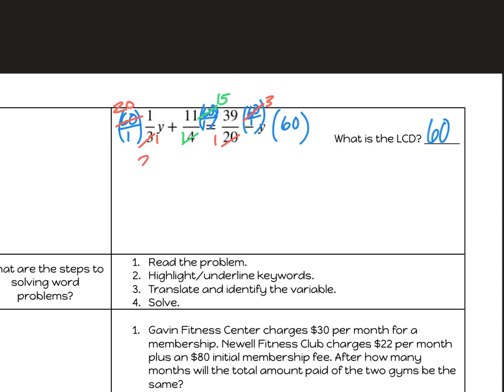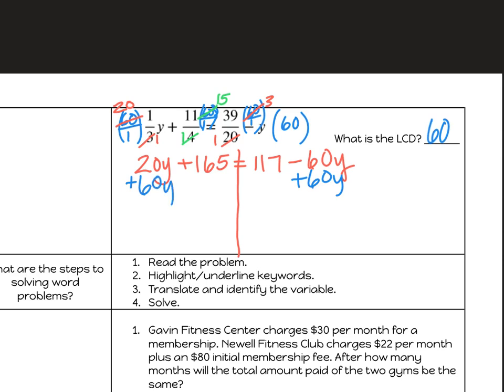So we're going to have 20y plus 165 equals 117 minus 60y. So we're going to solve this like a multi-step equation. We're going to work with the smallest variable, so I'm going to add 60y to both sides. Okay, and that will give me 80y plus 165 equals 117.